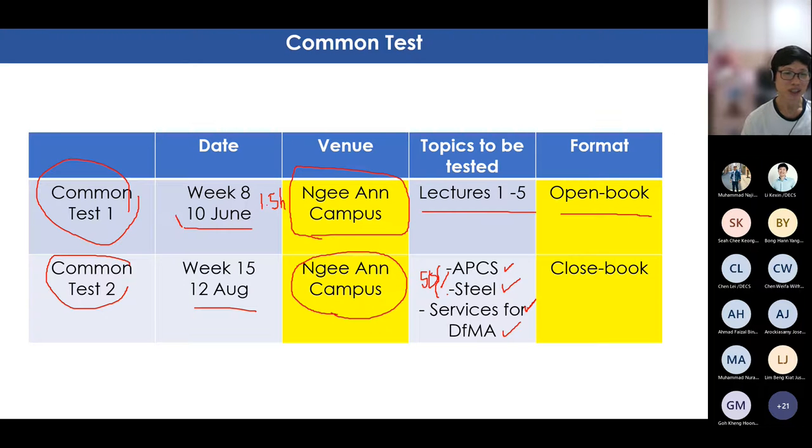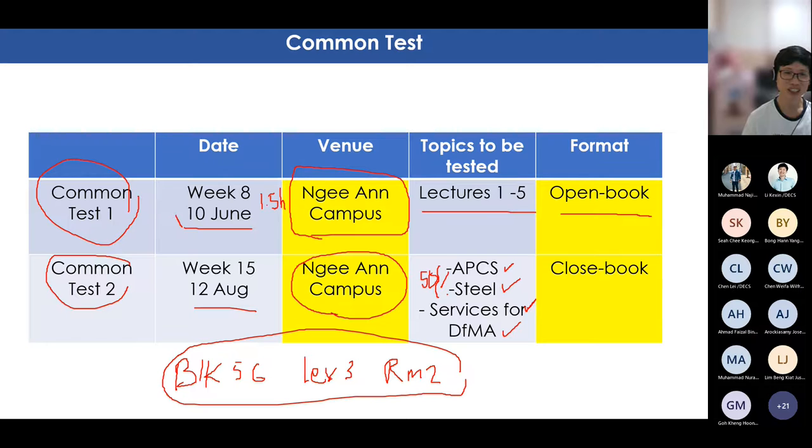Okay, block 56, level 3, room 2. Okay, that is the test two venue. I think that should be the same as test one. I will definitely confirm.